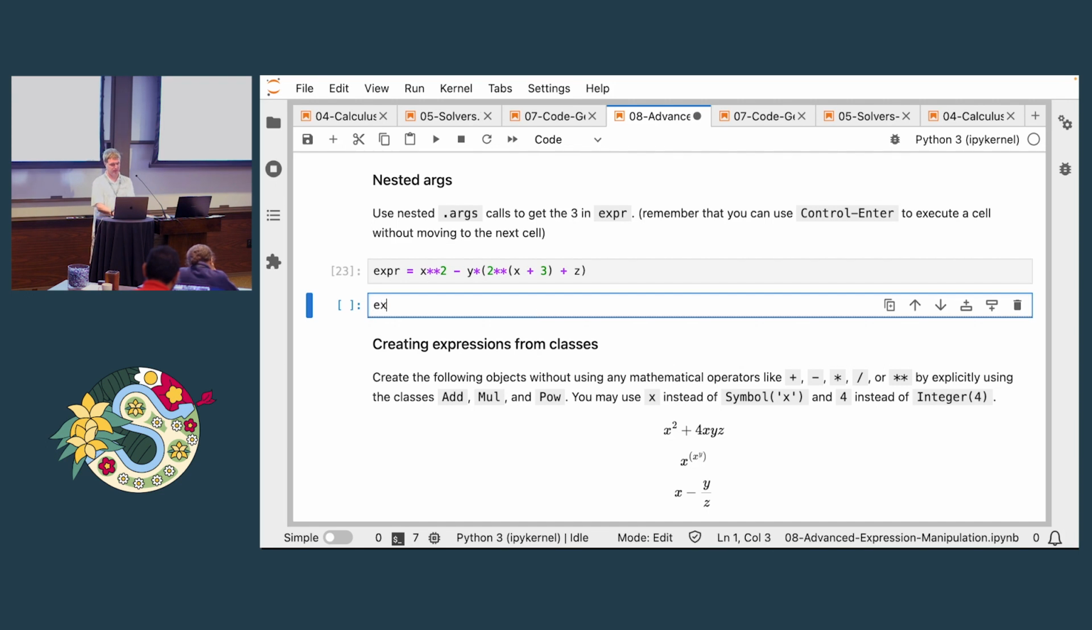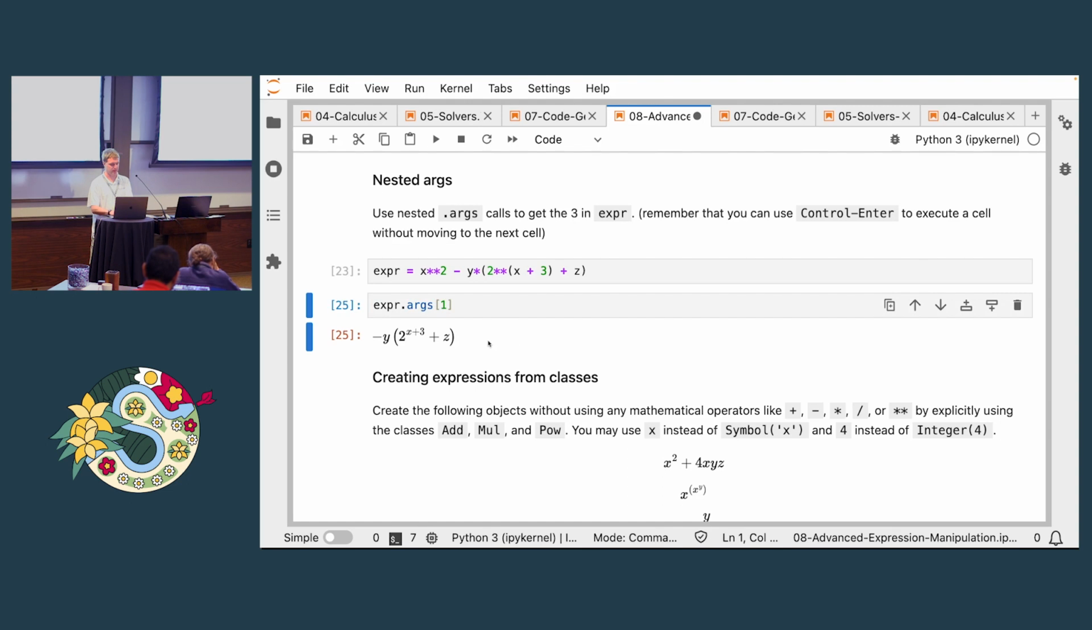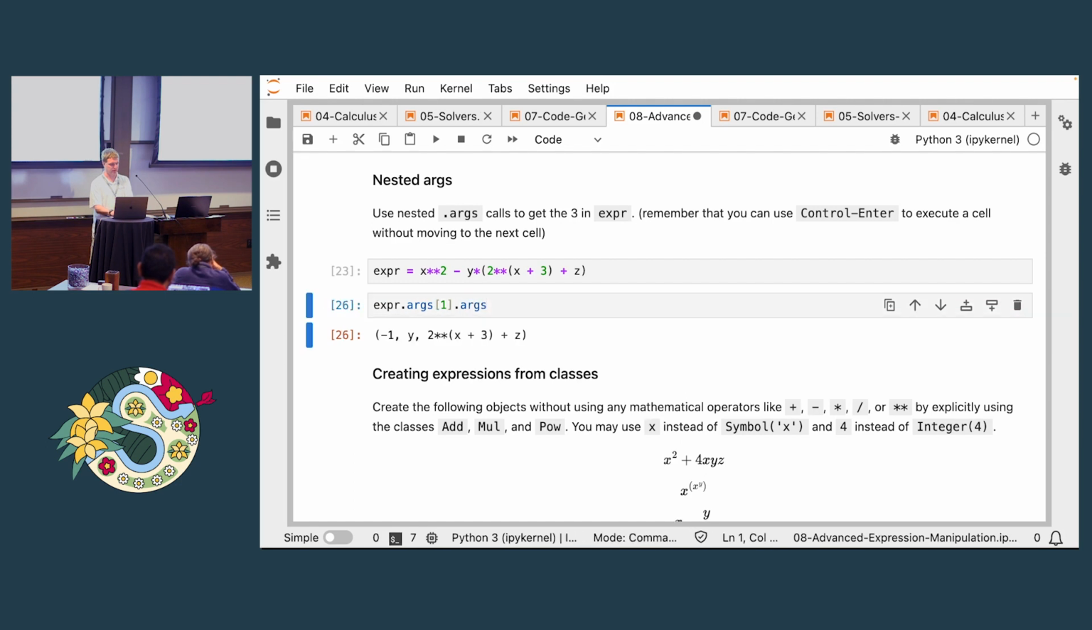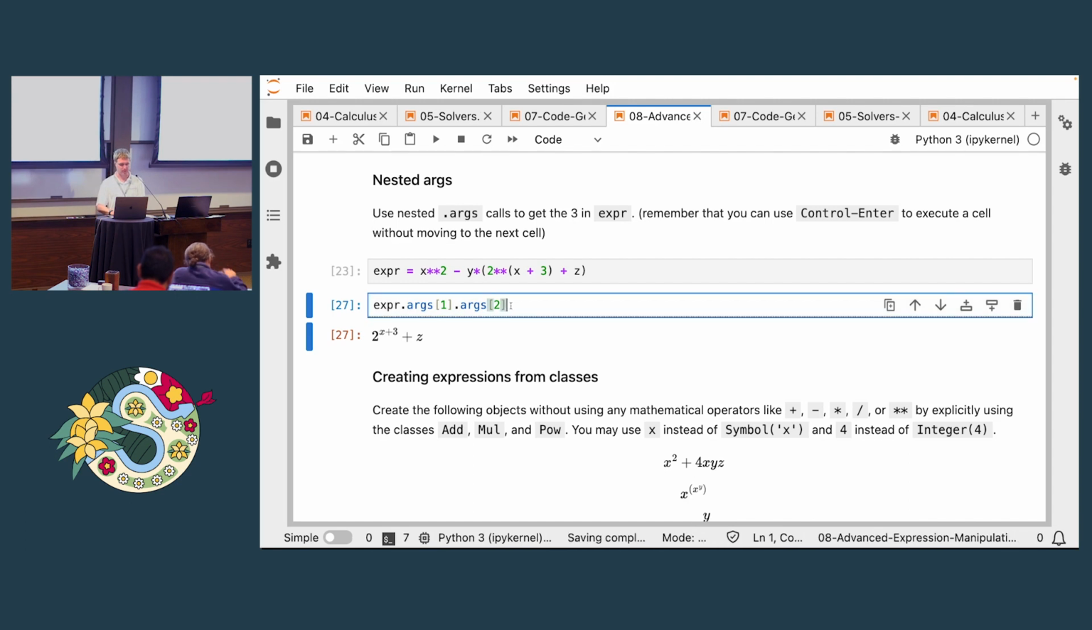So you might have noticed, if you do this, we need to get the 3 over here in the second argument, and then we need to continually do .args. You might have noticed, for example, here, that the arguments are not always necessarily in the same order that they're printed. So you kind of just have to look at it if you want to do it.